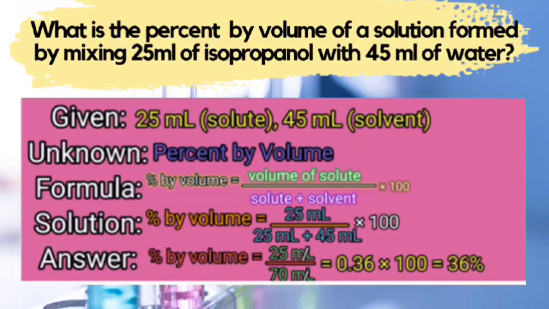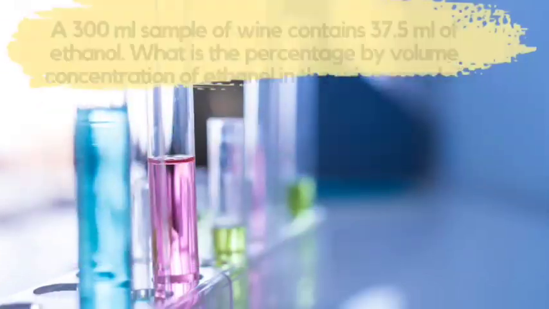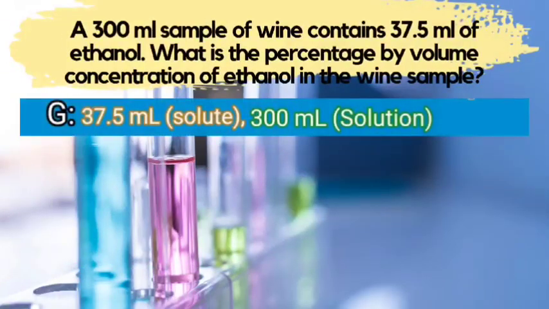So, the percent by volume of a solution formed by mixing 25 ml of isopropanol with 45 ml of water is equal to 36%. Let us take another example. A 300 ml sample of wine contains 37.5 ml of ethanol. What is the percentage by volume concentration of ethanol in the wine sample?